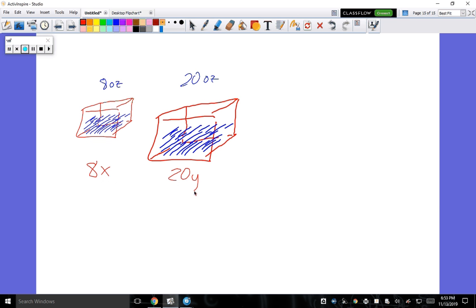So this one is a systems of equations. A system of equations has two equations. One might be money or weight. The other one is the number of items. Okay?